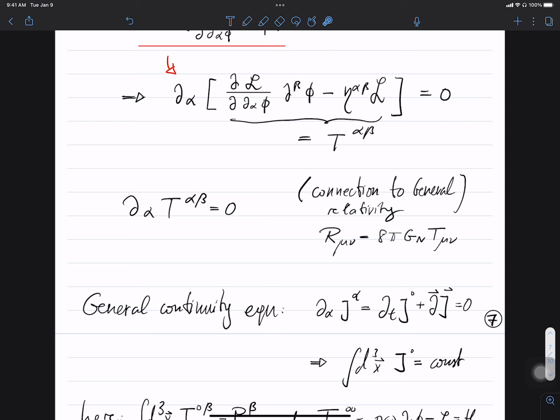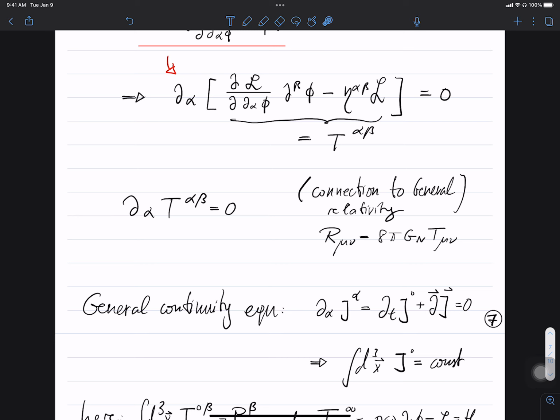Let me just briefly note two things. One thing is it is connected to general relativity because a quantity that is related to energy and momentum that is conserved is really the only thing that you could use as a source for the gravitational field in general relativity, where we want to have a coordinate independent realization of the theory.